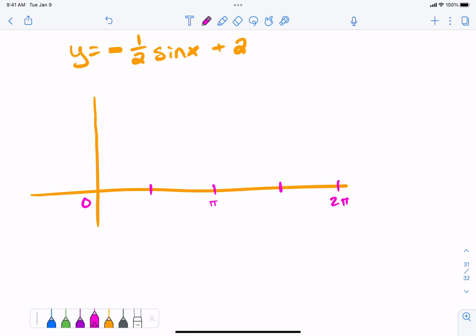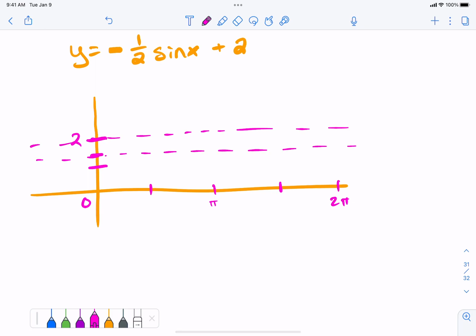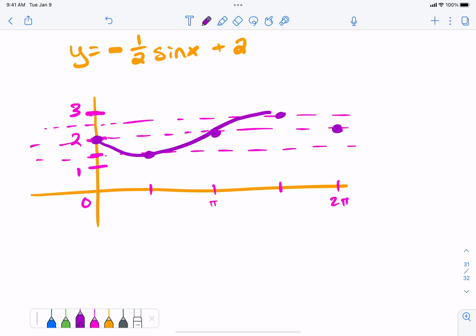You didn't do negative. He goes down first, right? So if we are up to 2, and our amplitude is 1/2, we're gonna go to 1.5, so right here, and we're gonna go to 2.5, right here. This is 3, and this is 1, okay? And you're going down first, so here, down, up, down.